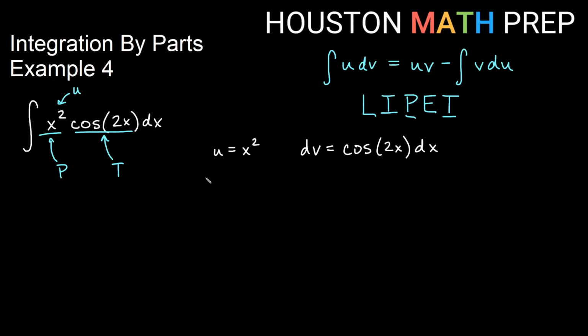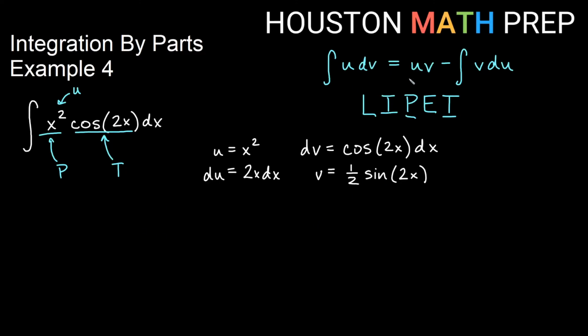Okay, if u is x squared, then du, the derivative of that, would be 2x dx. And if dv is cosine of 2x, then v is 1/2 sine of 2x. If it was the derivative of cosine 2x, a 2 would come out. Since the antiderivative is just a constant multiple, the reciprocal comes out, which is 1/2.